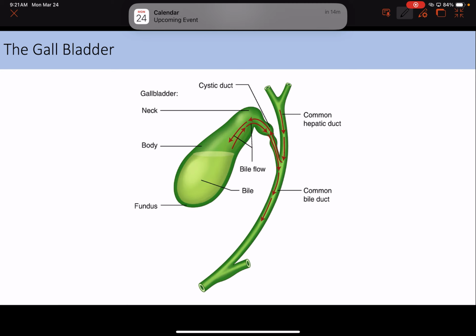As far as flow goes, the liver makes the bile, and the gallbladder stores the bile. We have right and left hepatic ducts, and the bile from the right and left lobes of the liver will travel down the common hepatic duct. If we're not currently eating a fatty meal or don't need the bile at that time, it goes through the cystic duct and gets stored in the gallbladder. Then when it's time to use that bile, it goes through the cystic duct in the other direction and then down the bile duct and eventually to the duodenum.